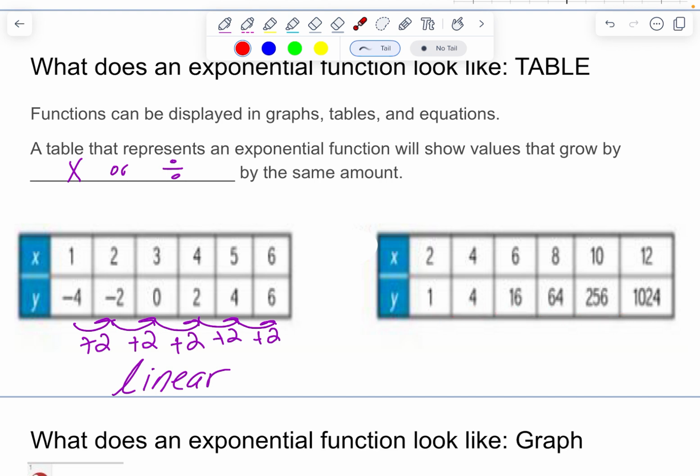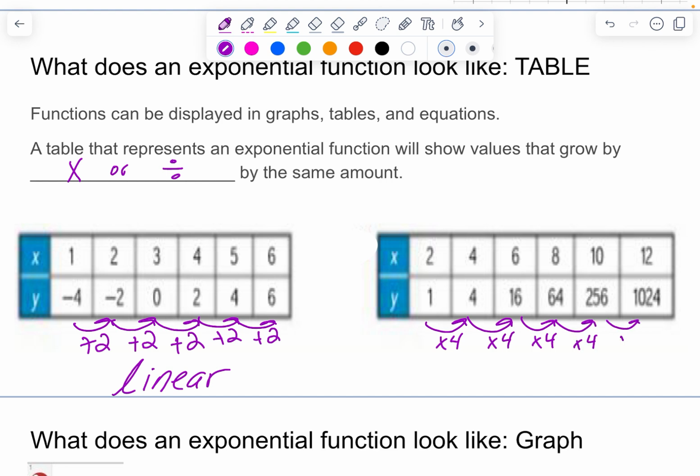So it could be an addition pattern. 1 plus 3 is 4, but 4 plus 3 is not 16. So an addition pattern doesn't work here. But you can see a times 4 pattern. 1 times 4 is 4, 4 times 4 is 16, 16 times 4 is 64, and so on. So we have this multiplication pattern happening here. Since it's a multiplication pattern, that makes this exponential.